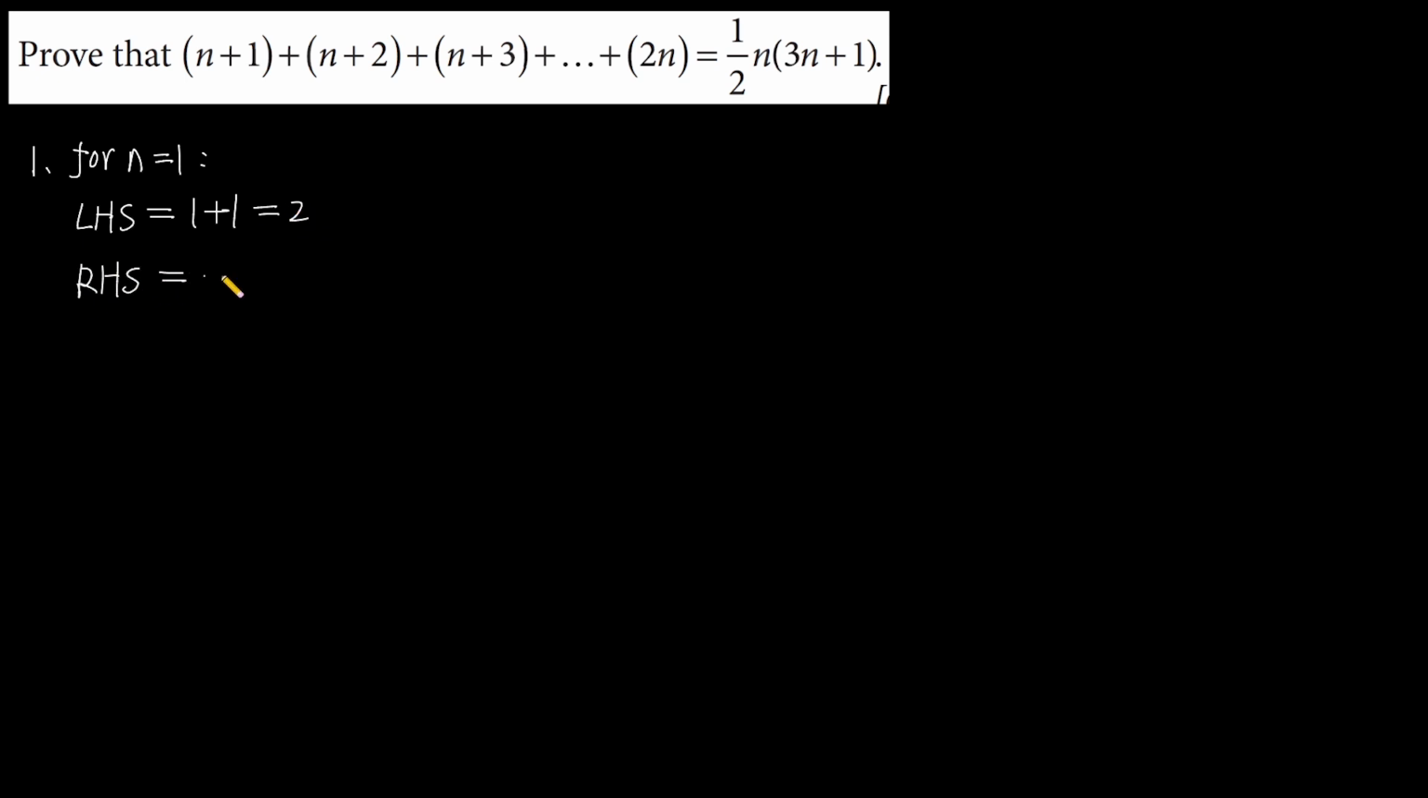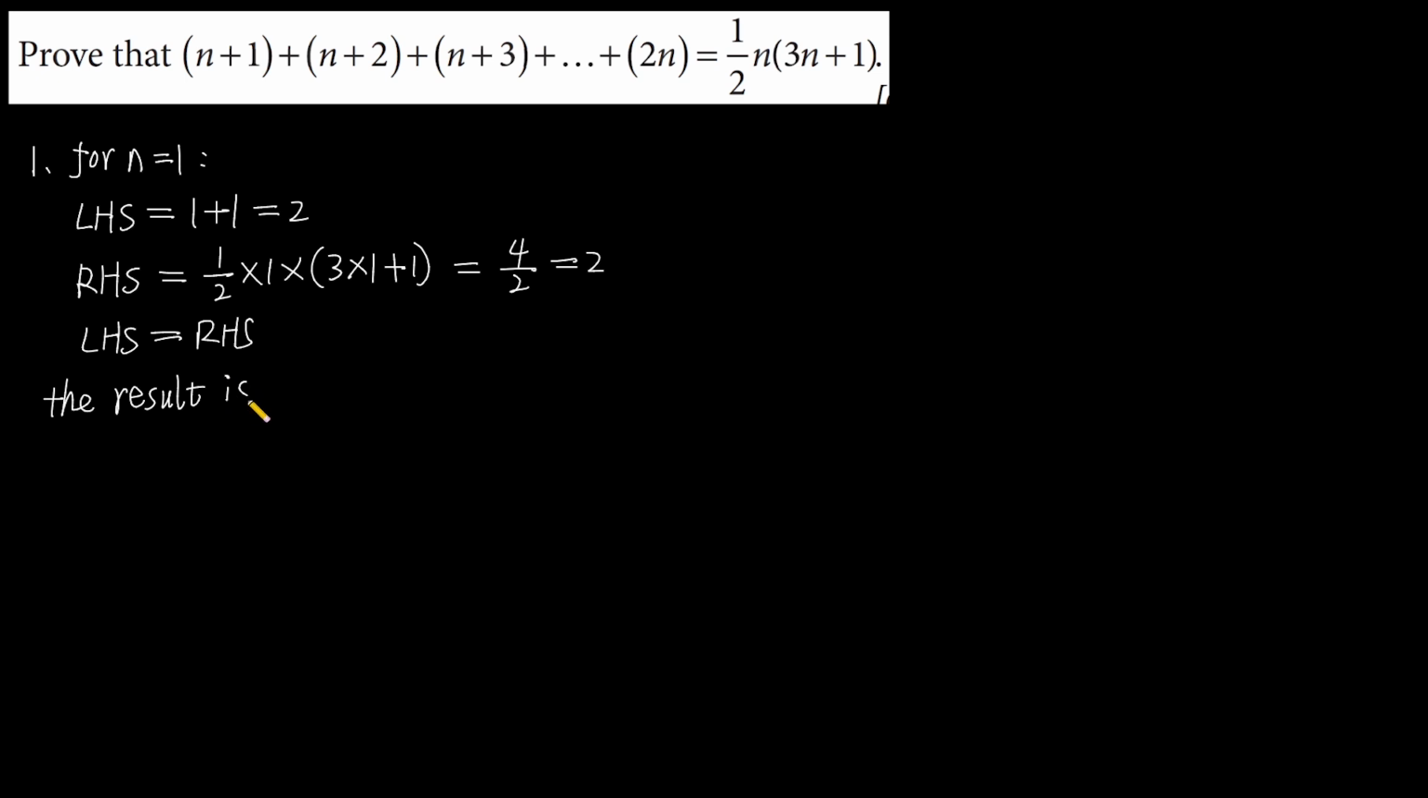equals 1 over 2, multiply 1, multiply 3, multiply 1 plus 1. This equals 4 over 2, equals 2. So left hand side equals right hand side. The statement, the result is true for n equals 1.